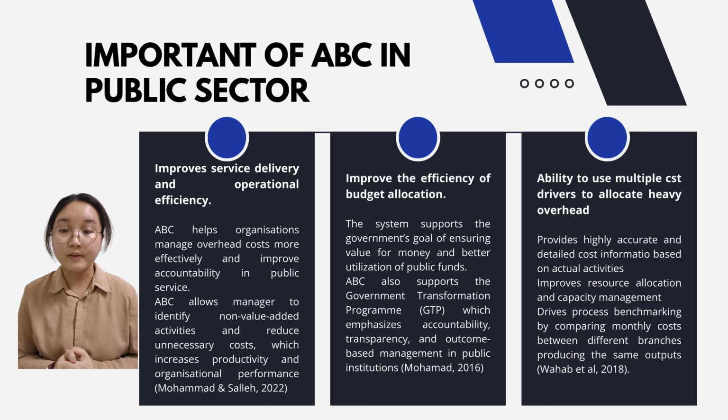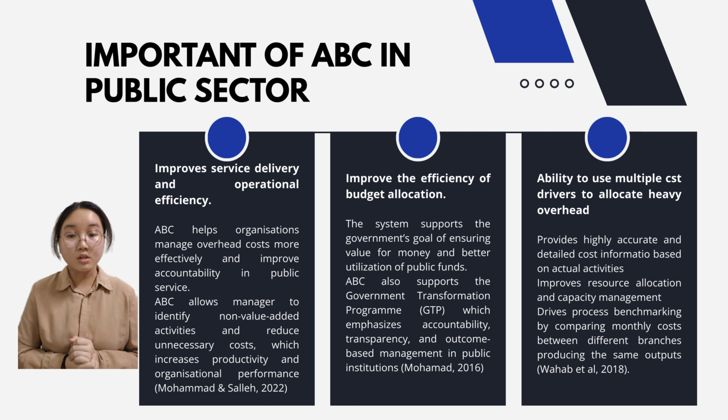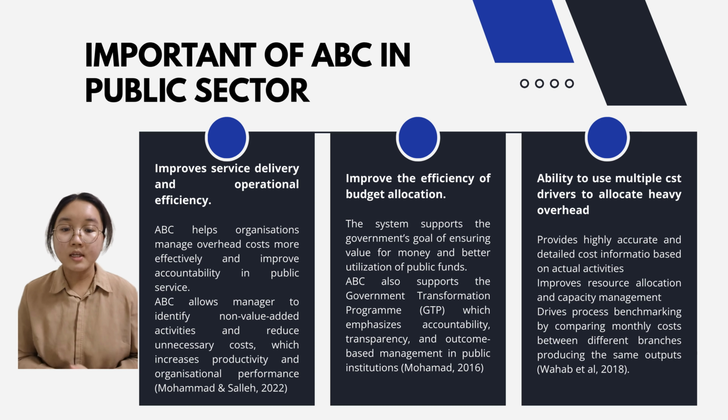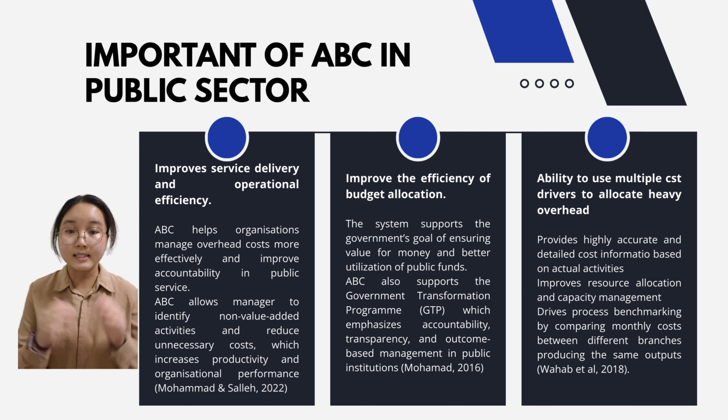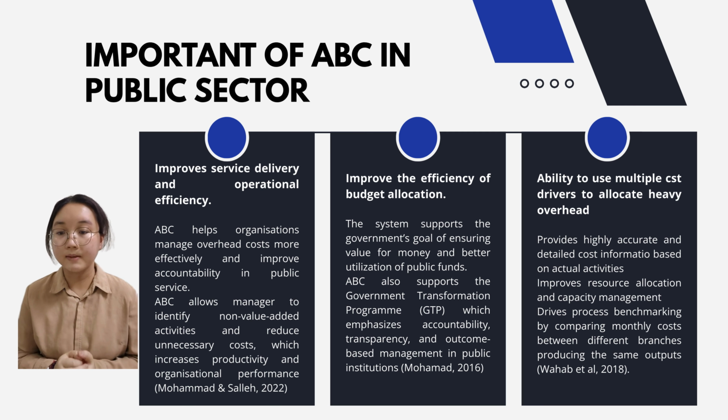The AGD specifically used ABC information to identify underutilized resources, enabling managers to conduct task restructuring, job rotation, and staff relocations to eliminate waste. Third, it enables cross-branch benchmarking. Because the AGD has dozens of branches across Malaysia, top management utilizes monthly ABC reports to compare expenses between branches that produce the exact same outputs. They allow them to evaluate efficiency and require higher cost branches to justify their spending.